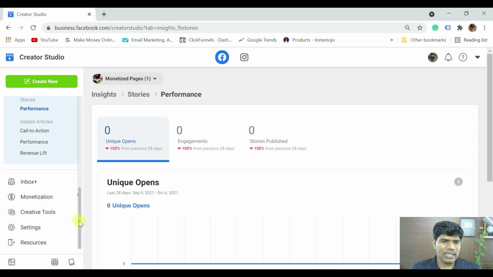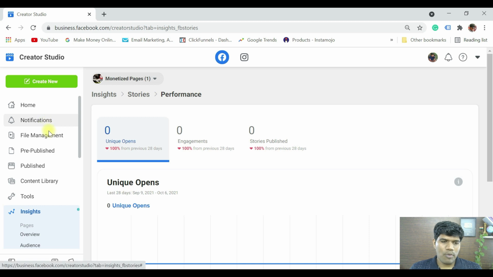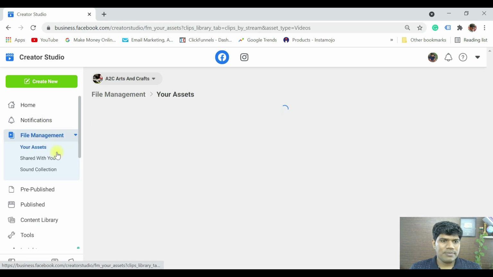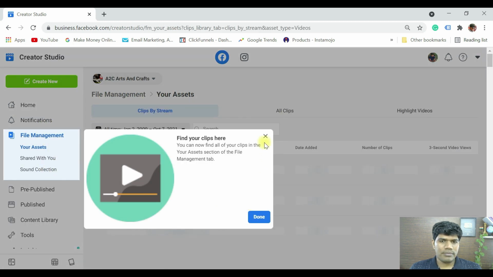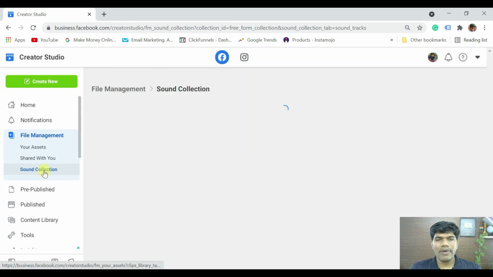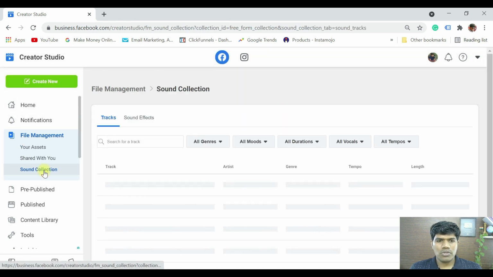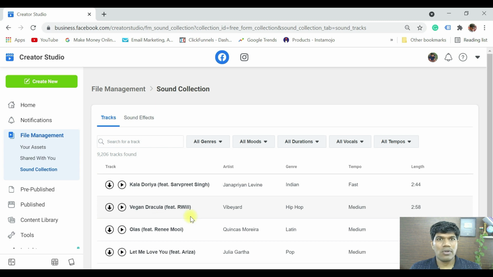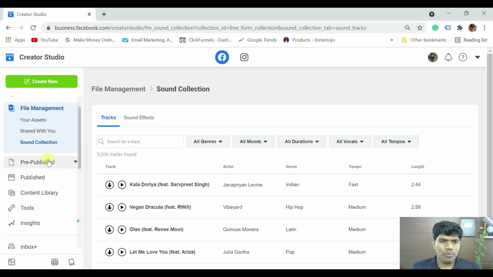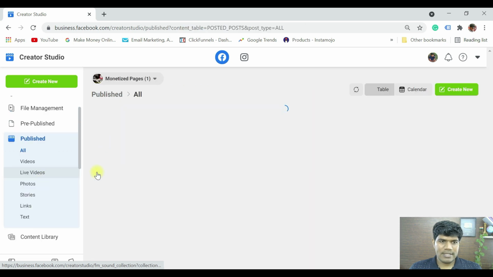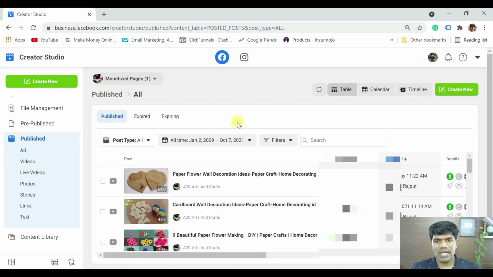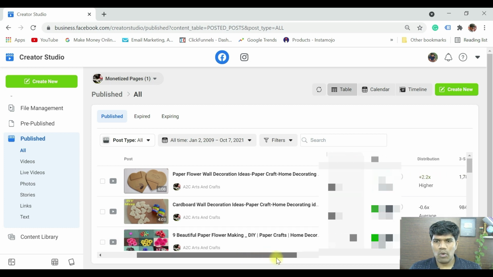Now let's go to other important things, I would say. File management: here you find the sound collections which are required for your videos. You can take music from here to add to your Facebook video so that you don't get any copyright issues. Pre-published is the section where you will see videos which are pre-published. Published is the section where you have all the videos published on your page. Let me help you understand what exactly they are and what they mean.